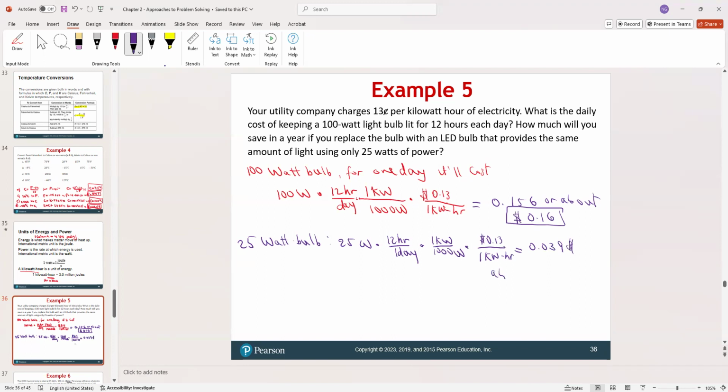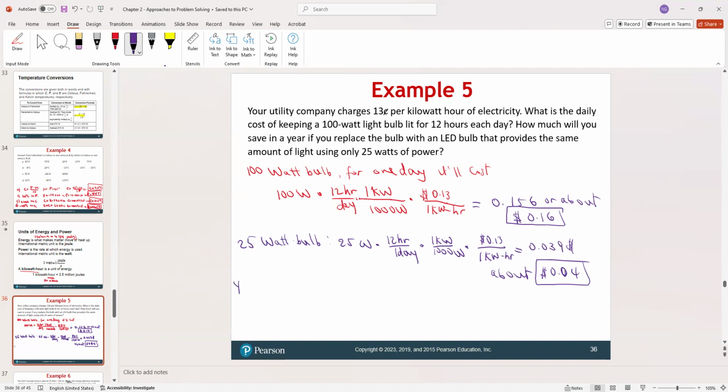So again, if you do all of this, it should give you 0.039 dollars. So about 4 cents, right? Yeah, it's about 4 cents. It would cost you, it's way better to do LED anyway. So LED would definitely be better. So you would save what you would save so far. Let's see about what you would save because they said for 1 year. Now we have it for one day.